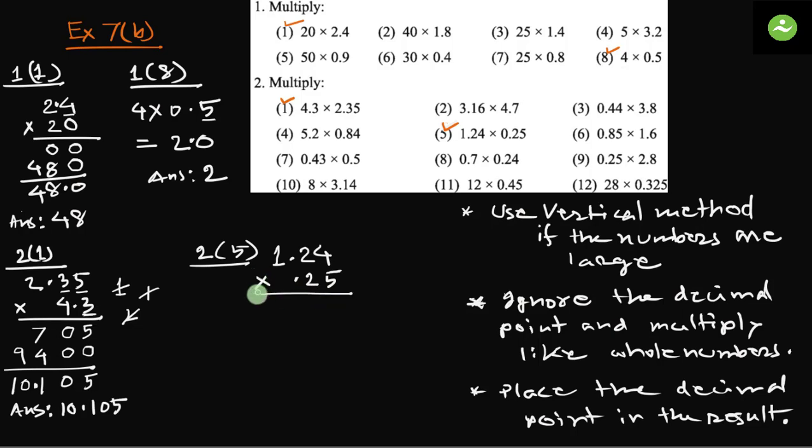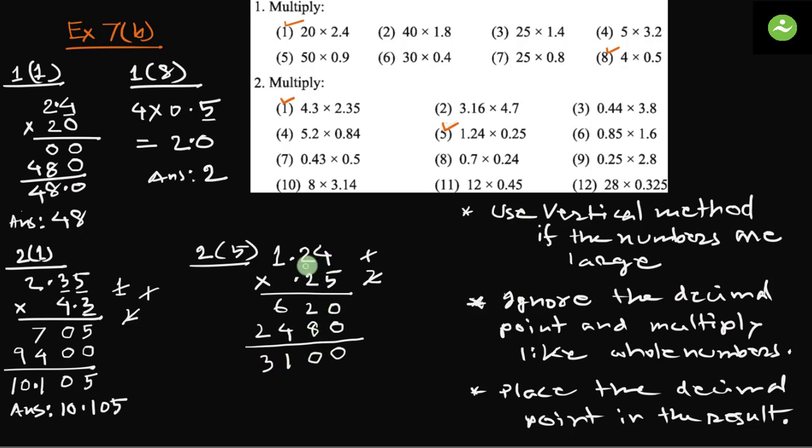Now multiply. Don't worry about the decimal point. Ignore the decimal point and multiply like whole numbers. So this is 124 and this is 25. Now it is simple, just multiply. 5 into 4, 20. 2 in hand. 5 into 2, 10 and 2, 12. 1 in hand. 5 into 1, 5 and 1, 6. Before multiplying by 2, put a 0 here. 2 into 4, 8. 2 into 2, 4. 2 into 1, 2. Do the addition. 0, 0 is 0. 8 and 2 is 10, 1 in hand, 11. 2 and 1, 3.